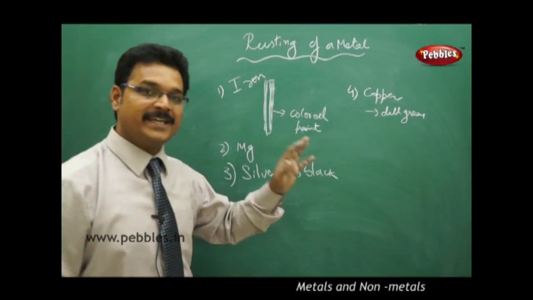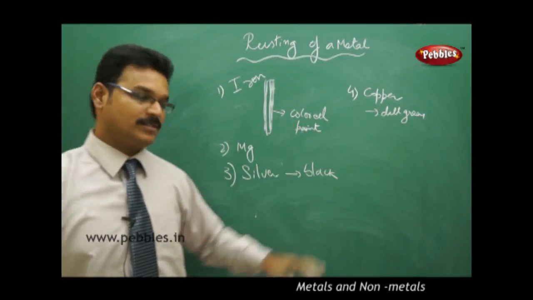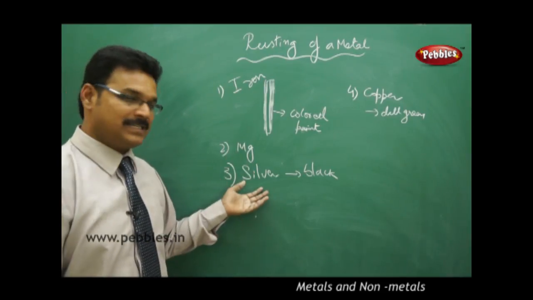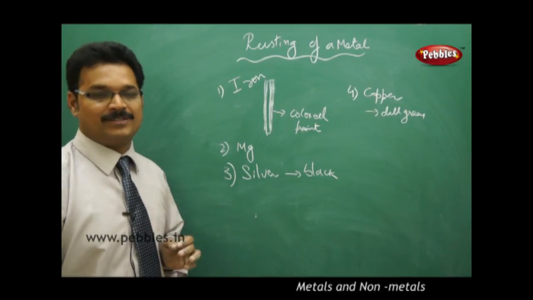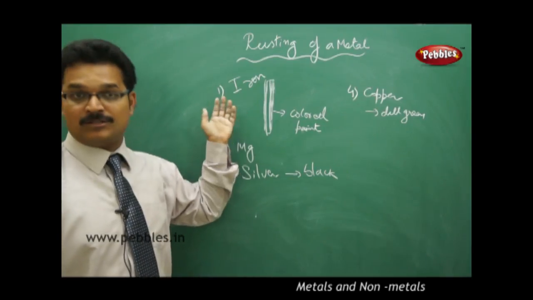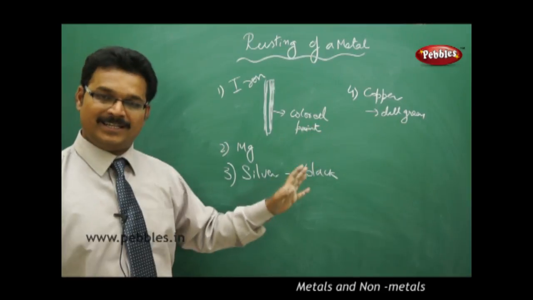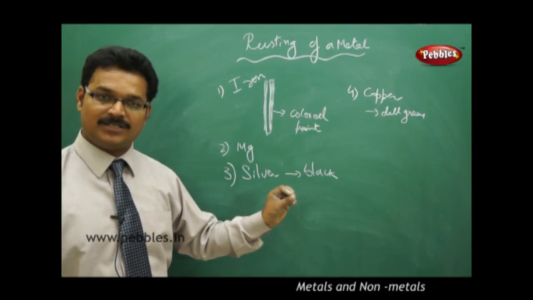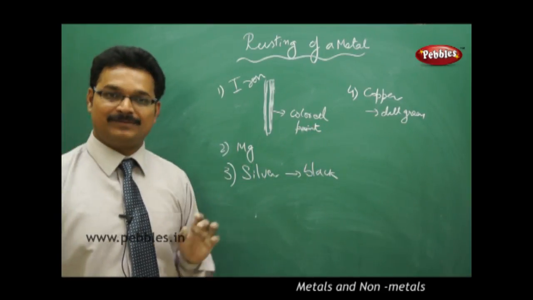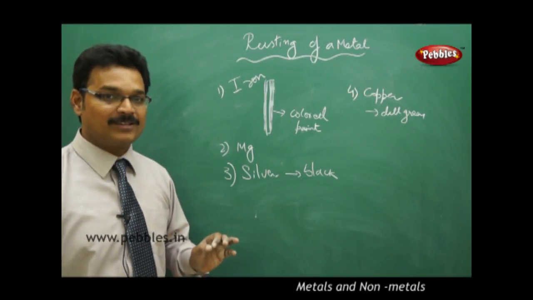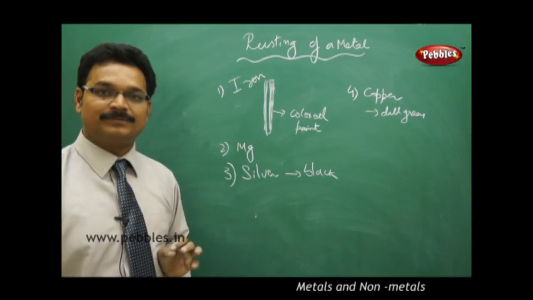But of course, the change takes time. It's a slow process. Magnesium changing is a fast process. Silver changing to black is a slow process. Iron rusting is also a slow process. So all these metals, generally, are reacting with the air and some moisture and changing their state. And those states are not favorable states, so you have to protect them from changing state.